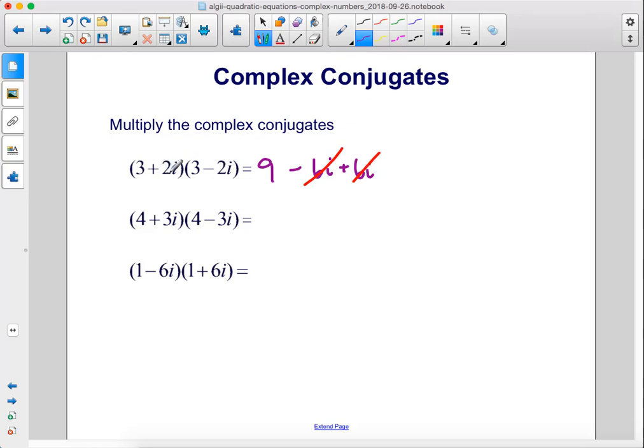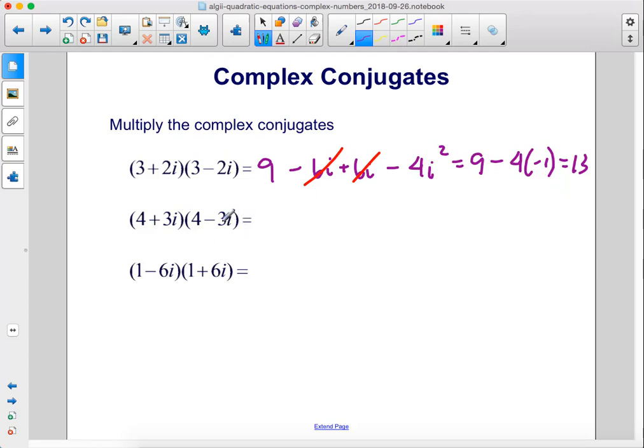The final step would be 2i times negative 2i, which is negative 4i squared. I squared is negative 1, which means this is 9 minus 4 times negative 1. So this will equal 13, because it's 9 plus 4.